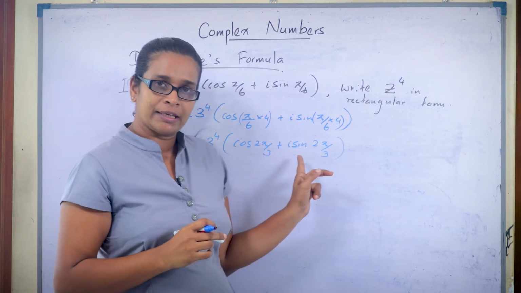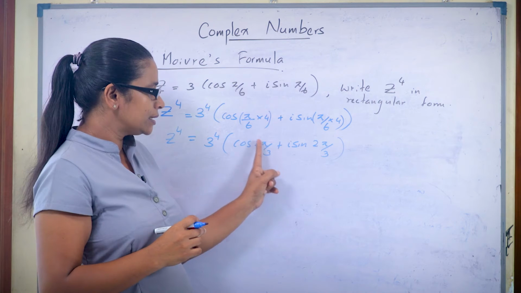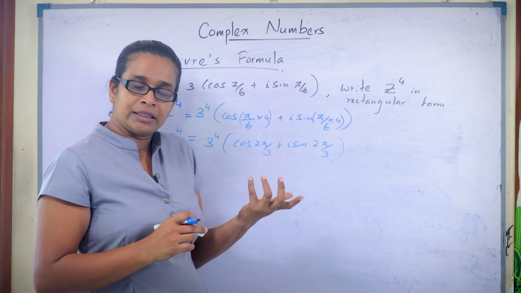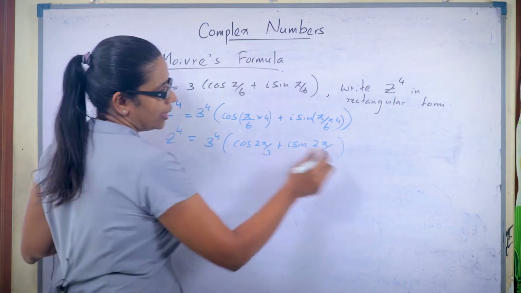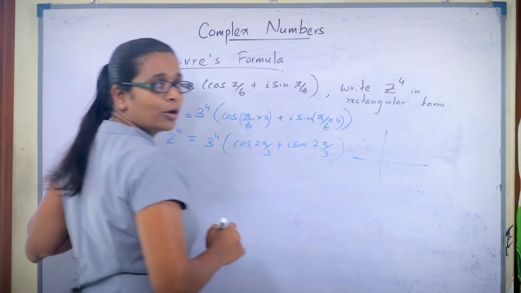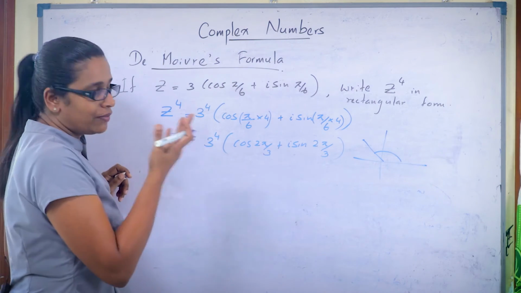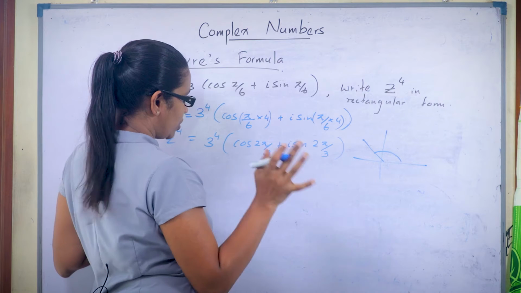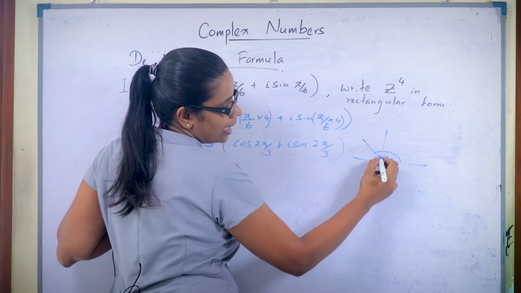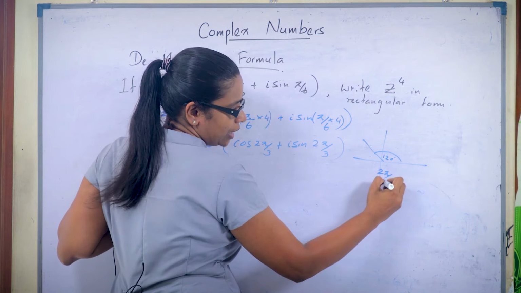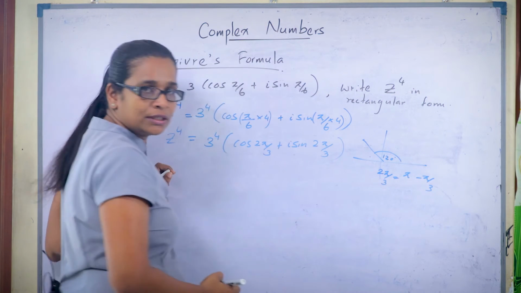What is this value? cos 2 pi over 3. Now look at here, this is 120 degrees. That means this is in the second quadrant. So you can find this one in the second quadrant. I think you know the value for this one. If you don't know, this is 120 degrees. You can write 2 pi over 3 as pi minus pi over 3.